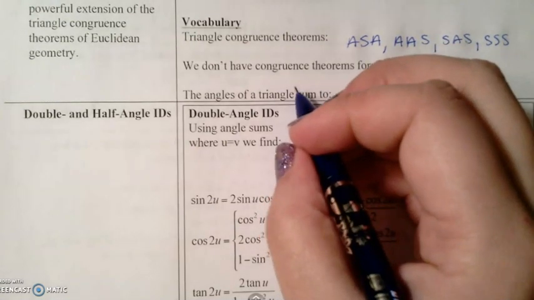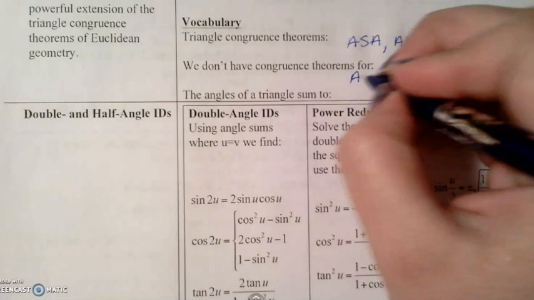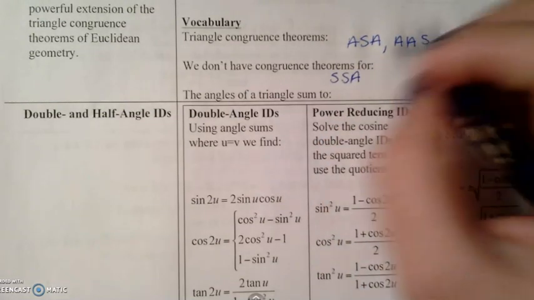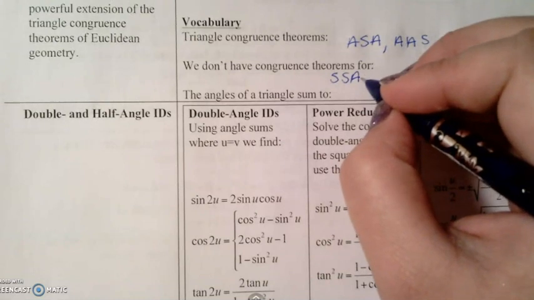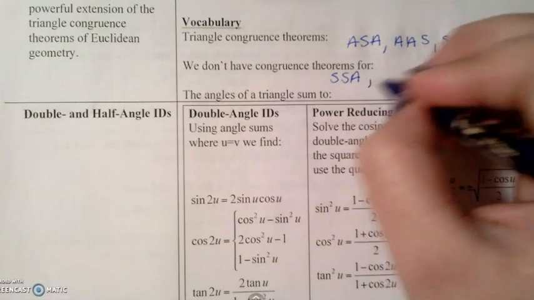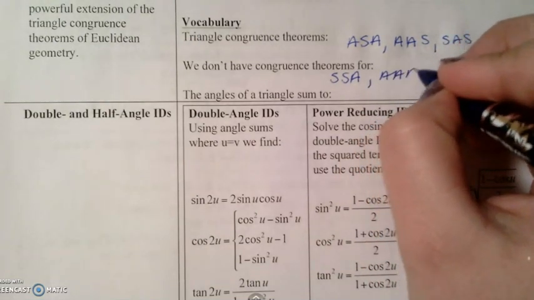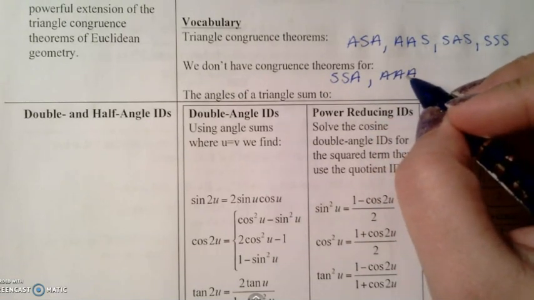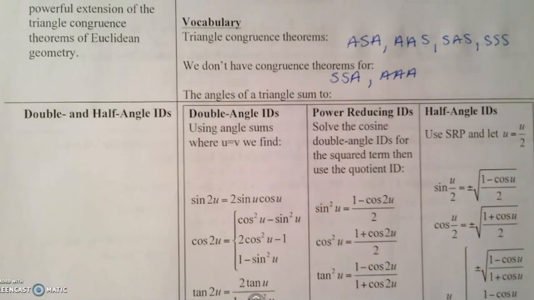We do not have congruence theorems for SSA, when I have two sides and the angle that's not between them. And we also do not have a congruence theorem for AAA. We can have a similarity theorem for AAA, but not congruence.